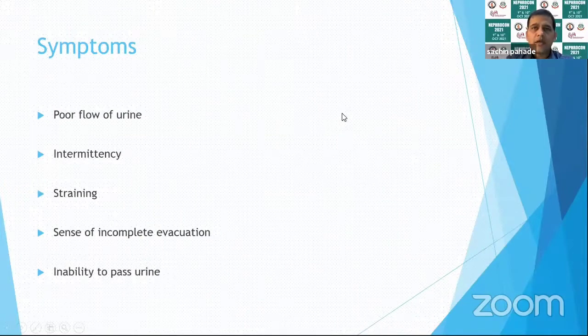They also present to us with storage symptoms like frequency, urgency, nocturia, which I think Dr. Vikas Kumar is going to cover, so I will not speak much about it.